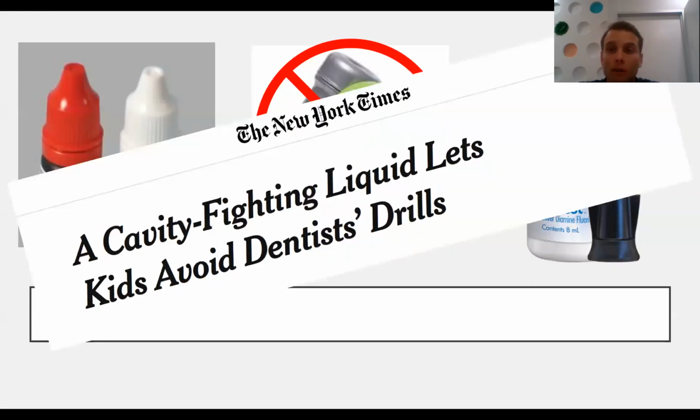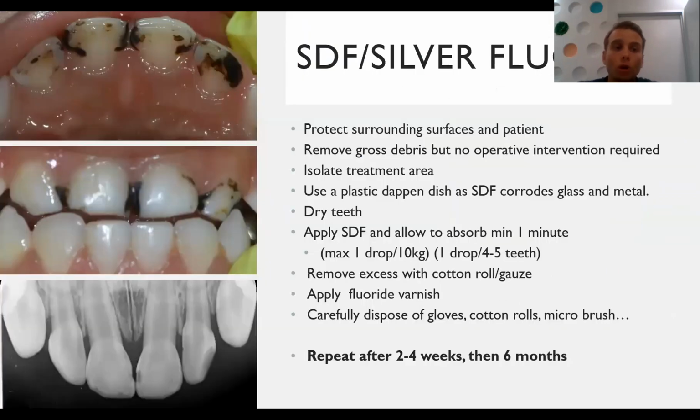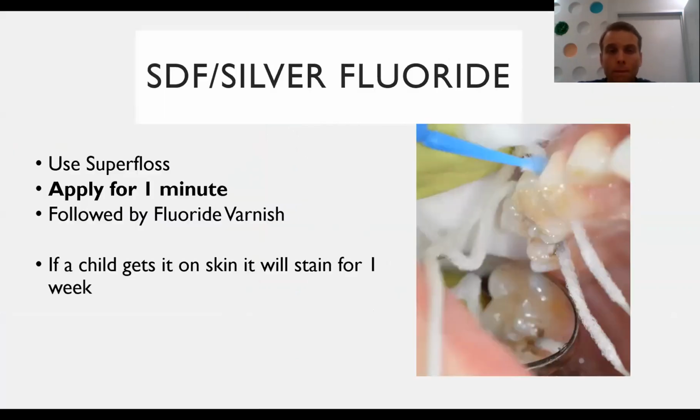And, you know, it's been written up in several places. This is what it looks like, but it looks bloody horrendous. But they're arrested carious lesions, and that's sort of how you go through. The instruction manual sort of comes with it. When you're doing it for interproximal lesions, you can use Superfloss and just apply it through there.